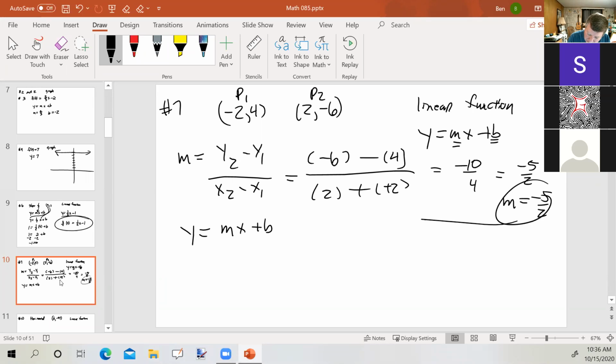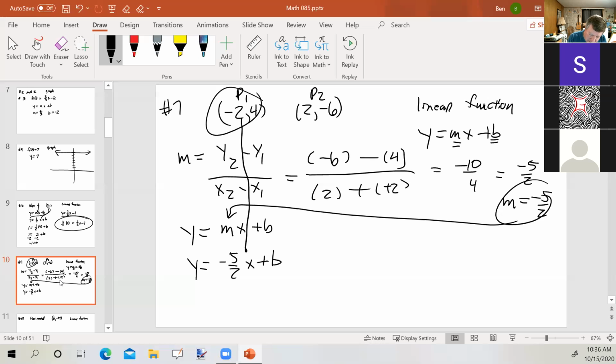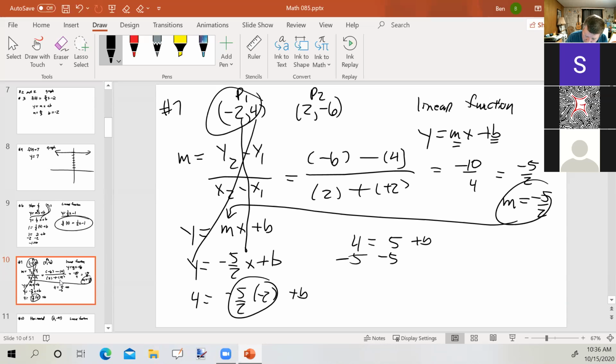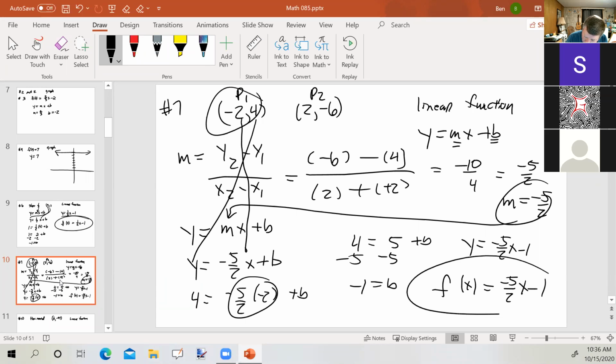Well, now I can take the slope and put it in there. Again, take an ordered pair, in this case, either ordered pair. I'll use the first one. X is -2, y is 4. 4 equals -5/2 times -2 plus b. Simplifying that, we get what? 5 plus b. Subtract 5 from both sides, -1 equals b. So y equals -5/2 x minus 1, or f of x equals -5/2 x minus 1. Any questions about that one?